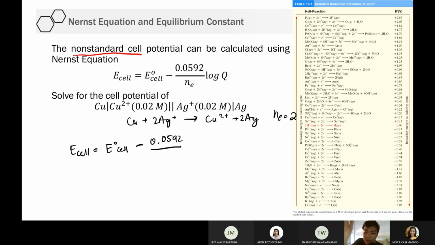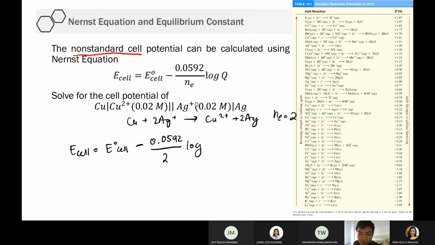The one that we canceled earlier, that's the moles of electrons, and that is what we are going to use here. The moles of electrons is 2 according to our balancing, so you plug it in the denominator. Then log Q, the logarithm of Q. Again, what is Q?